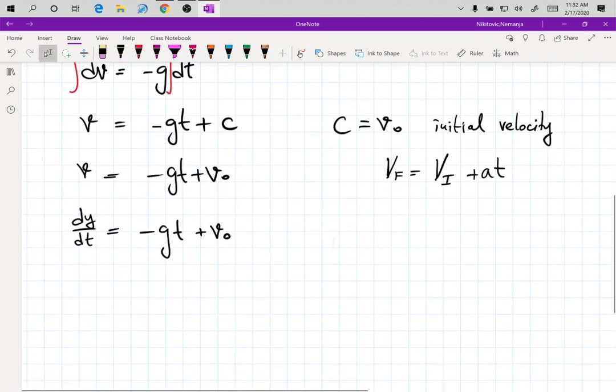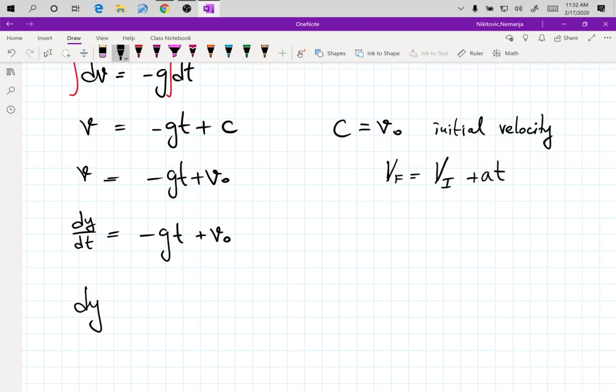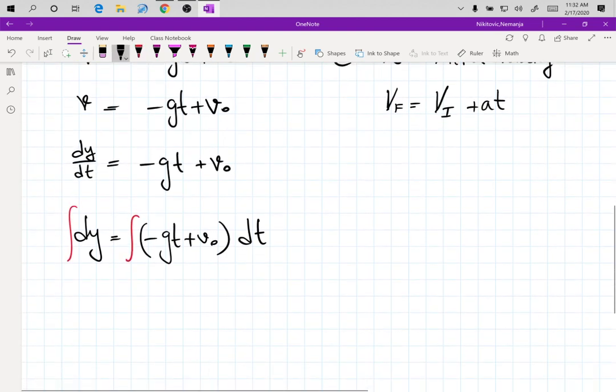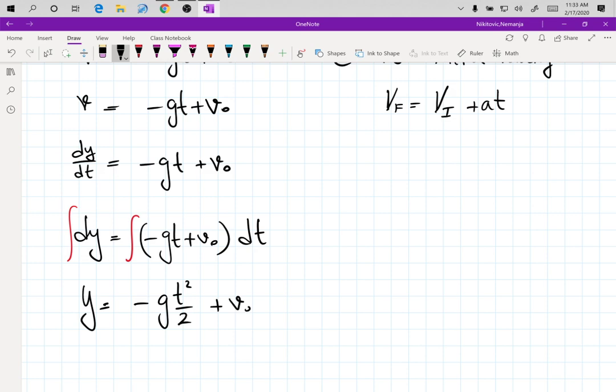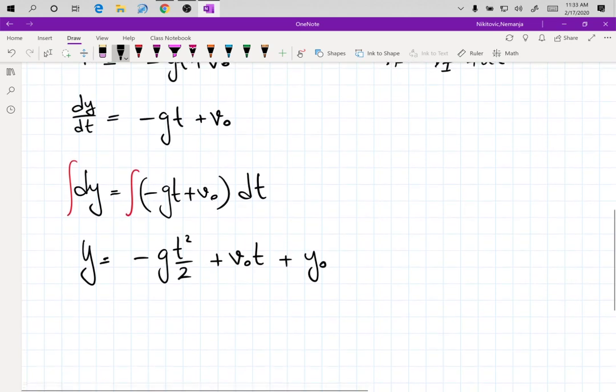Therefore, we'll do this. And then dy is equal to (negative gt plus v0) dt, because dt has to multiply everything. We integrate both sides because we did separation of variables. And then you have your height y equal to negative gt squared over 2 plus v0t plus y0.